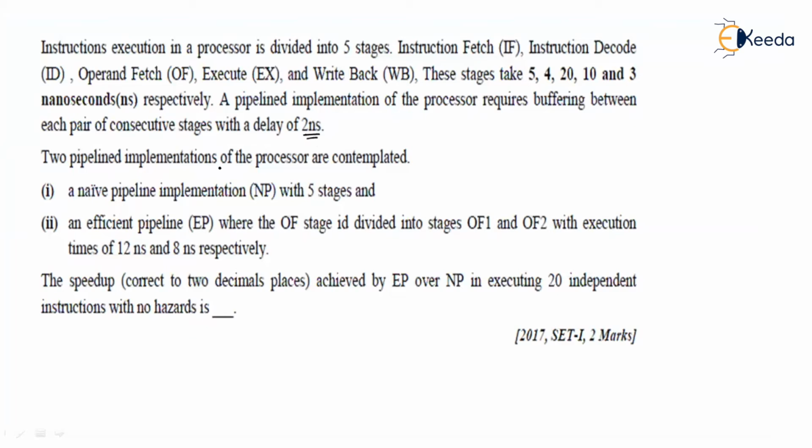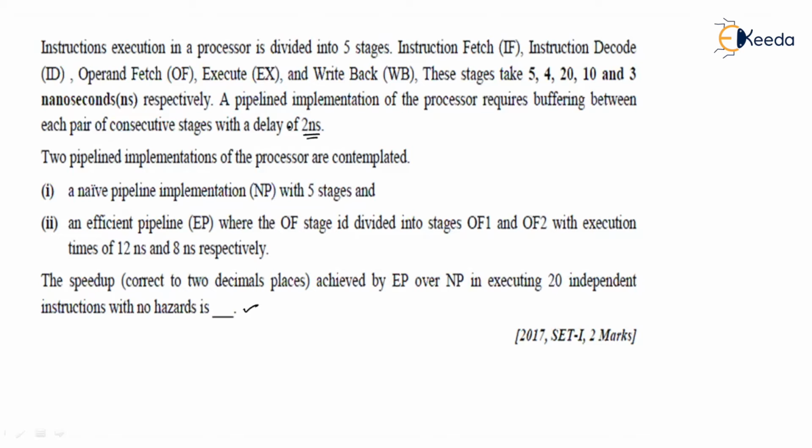Two pipeline implementations of the processor are contemplated: a naive pipeline implementation with the 5 stages, and an efficient pipeline where the OF stage is divided into OF1 and OF2 with the execution times of 12 nanoseconds and 8 nanoseconds respectively. The speed up, corrected to 2 decimal places, achieved by EP over NP in executing 20 independent instructions with no hazards. Okay, if you can have a look at this question.